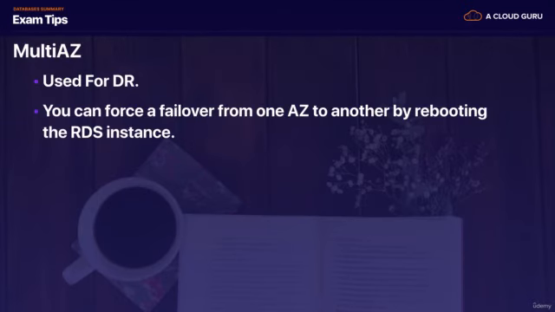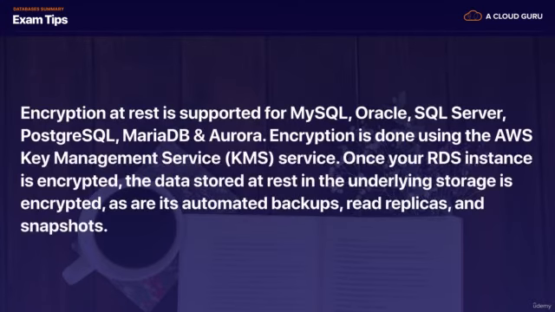Remember that multi-AZ is used for DR only. It is not used for performance, and you can force a failover from one availability zone to another by rebooting the RDS instance. Remember that encryption is supported for MySQL, Oracle, SQL Server, PostgreSQL, MariaDB, and Aurora. Encryption is done using the AWS KMS service or key management service. And once your RDS instance is encrypted, the data stored at rest in the underlying storage is going to be encrypted, as well as when you do automated backups, read replicas, and snapshots, they're also all going to be encrypted as well.